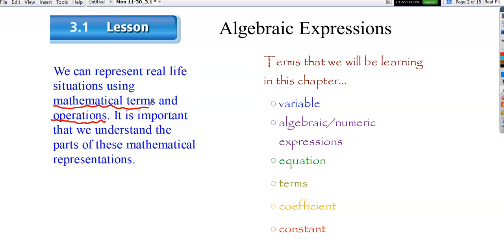And so in this chapter, you will be learning about variables, algebraic, and numeric expressions, and you might already realize that numeric sounds like number, so it's an expression that has numbers. And algebraic sounds like algebra, which is when we start using letters to represent numbers. And then, of course, you're familiar with equations and terms, coefficients, and constants. So these three are probably going to be new vocabulary words for you, even though you've probably seen them represented, you just haven't actually thought about giving them a name.